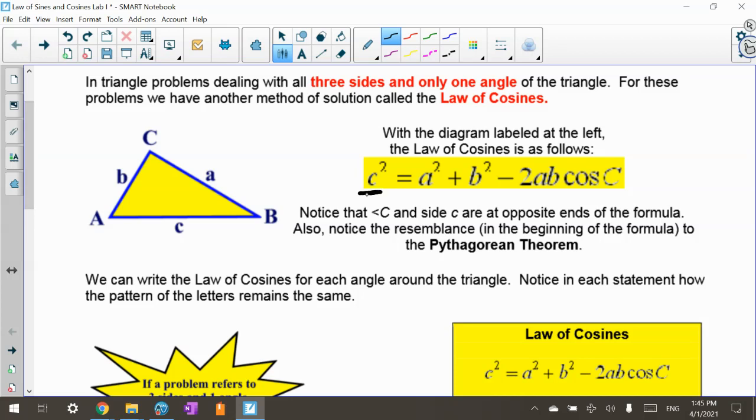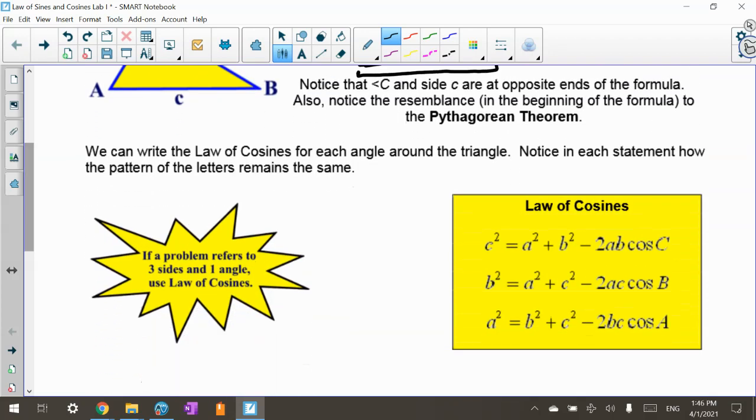So this is what they're talking about. This is my side, the little letter c, which is opposite the capital letter C, which is my angle, in the formula. Also notice the resemblance in the beginning of the formula to the Pythagorean theorem. Doesn't that kind of sound like the Pythagorean theorem? So this is a pattern that we're going to use. It's called the law of cosines. We can write the law of cosines in different ways, and notice how the pattern remains the same.